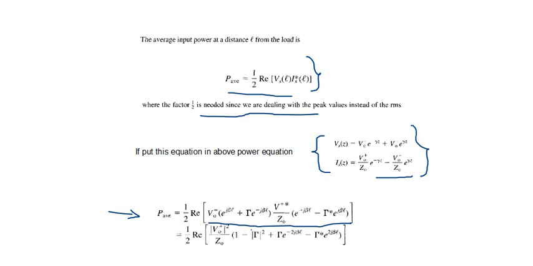V0 plus into e raised to j beta L plus the reflection coefficient gamma into e raised to minus j beta L, into V0 plus with of course the complex conjugate sign, divided by Z0 into e raised to minus j beta L minus the complex conjugate of the reflection coefficient gamma into e raised to j beta L. And if we simplify this further, then we have 1 by 2 into the real component of V0 plus square divided by Z0 into 1 minus gamma square plus the reflection coefficient itself into e raised to minus 2j beta L minus the complex conjugate of the reflection coefficient into e raised to 2j beta L.